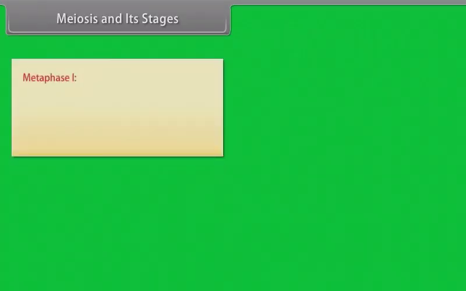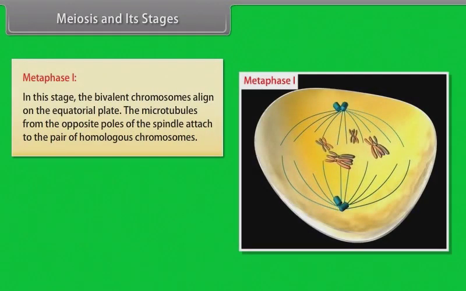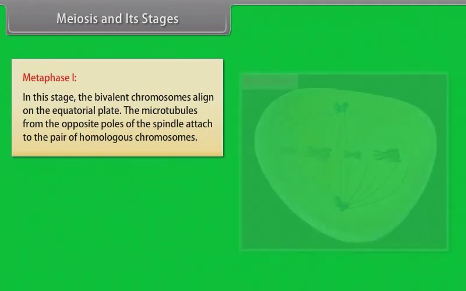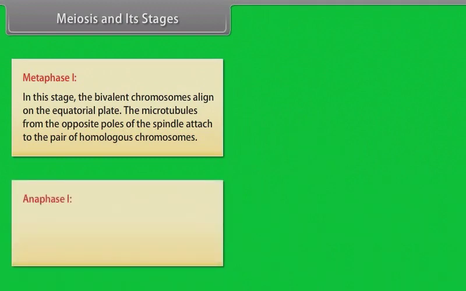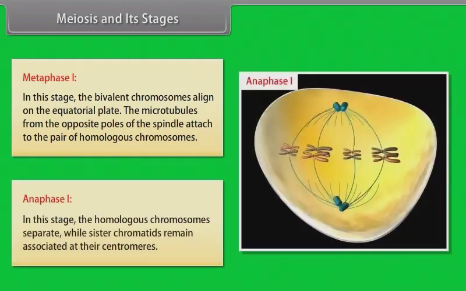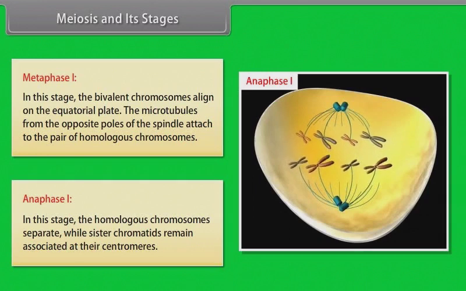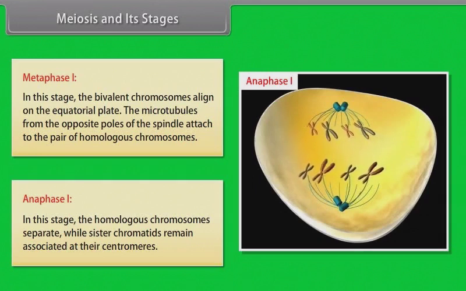After completion of prophase I, metaphase I takes place. In this stage, the bivalent chromosomes align on the equatorial plate. The microtubules from the opposite poles of the spindle attach to the pair of homologous chromosomes. Anaphase I is the next stage. In this stage, the homologous chromosomes separate while sister chromatids remain associated at their centromeres.